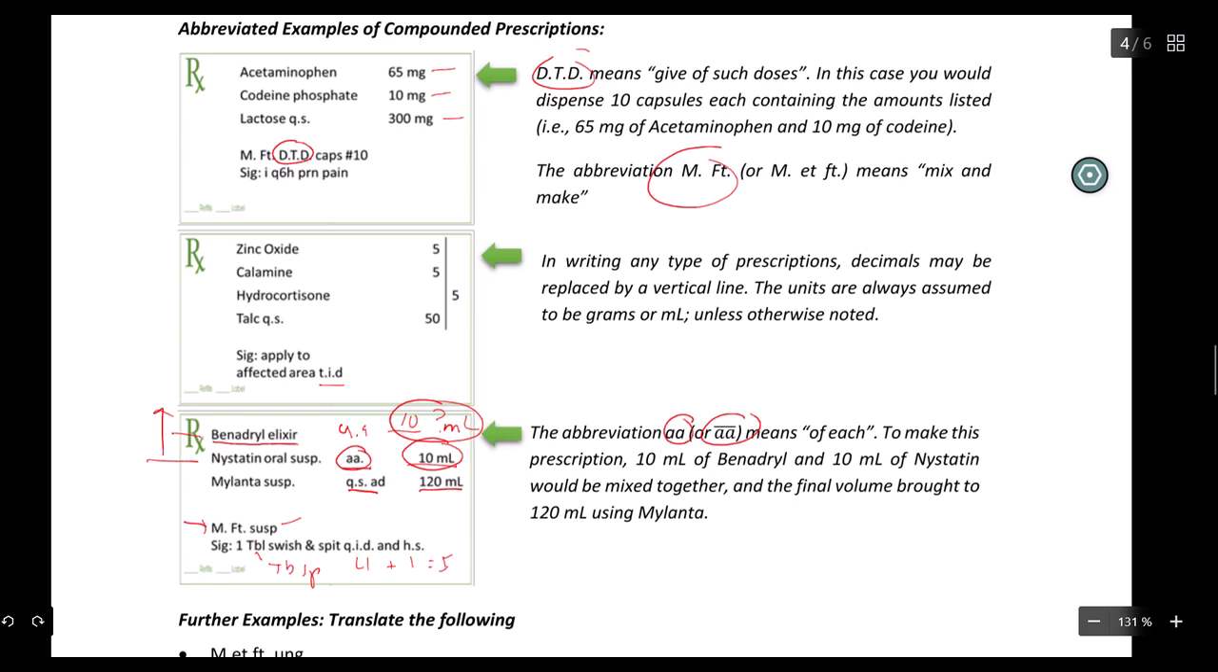So in this prescription here, if you were to compound this in the pharmacy, you would take 10 mLs of Benadryl, 10 mLs of nystatin, and you would QS, or add a sufficient amount of, Mylanta until you got up to 120 mLs.